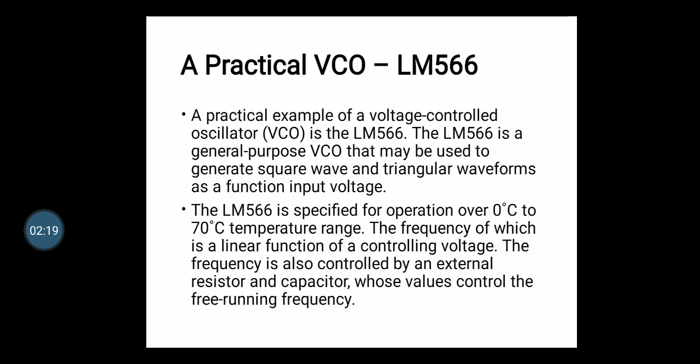A practical VCO is the LM566. The LM566 is a general purpose VCO that may be used to generate square wave and triangular waveform as a function of input voltage. The LM566 is specified for operation over 0 to 70 degrees centigrade temperature range. The frequency is a linear function of the controlling voltage. The frequency is also controlled by an external resistor and capacitor whose values control the free running frequency.